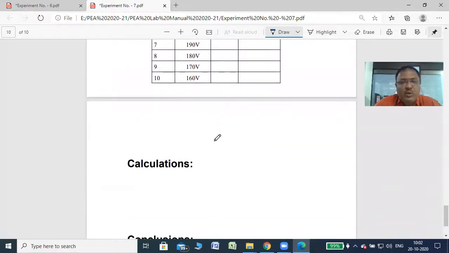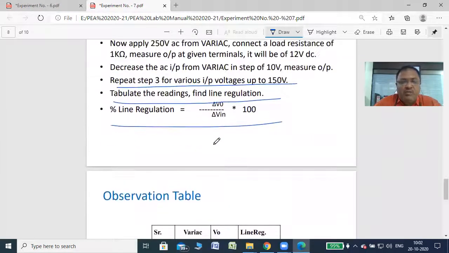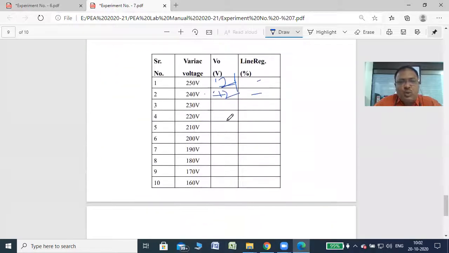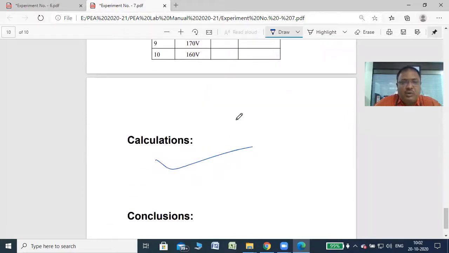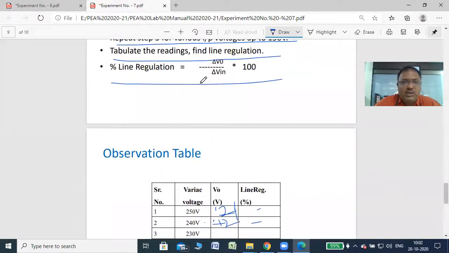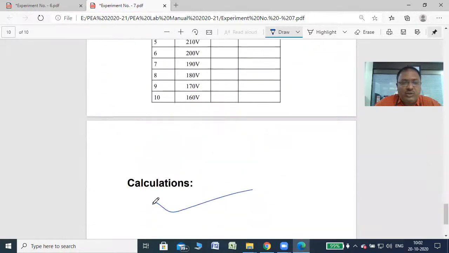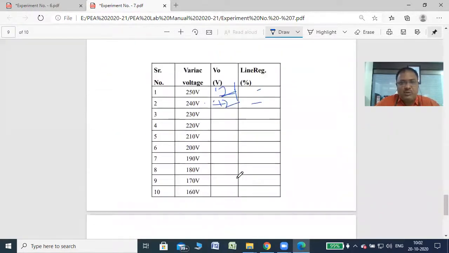So we have to calculate only line regulation because we don't have a variable load. With the inductive load, we cannot change the load value, so we are not able to find out the load regulation in this practical. So in the calculations, we have to find these line regulations for every two values.